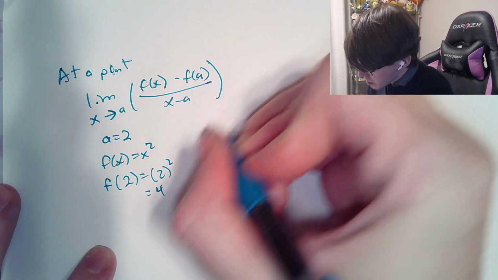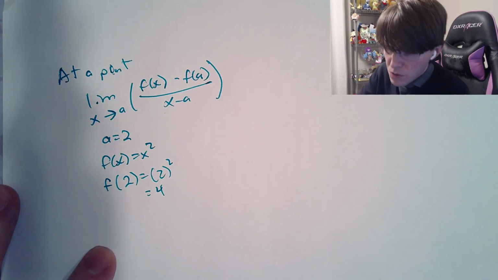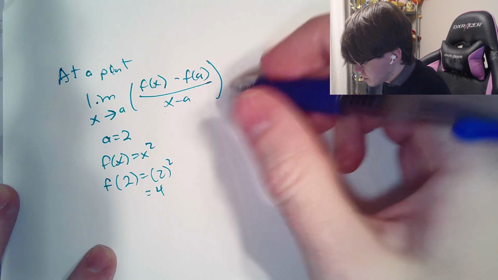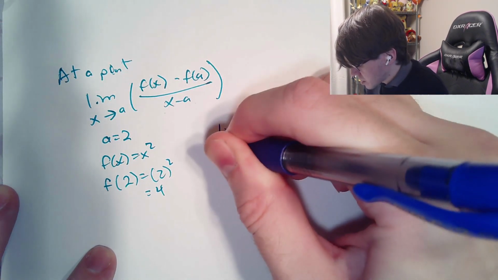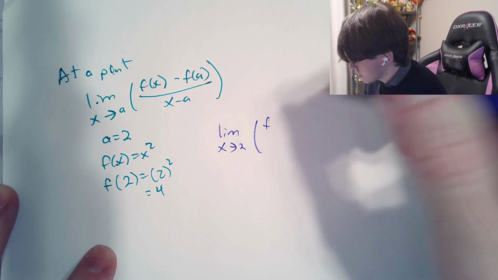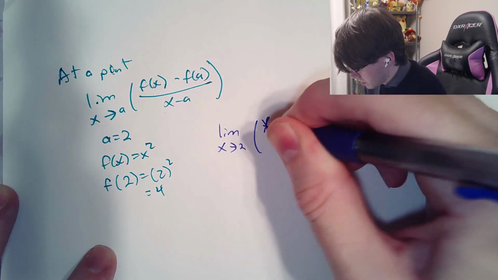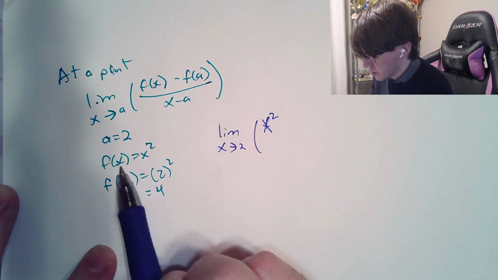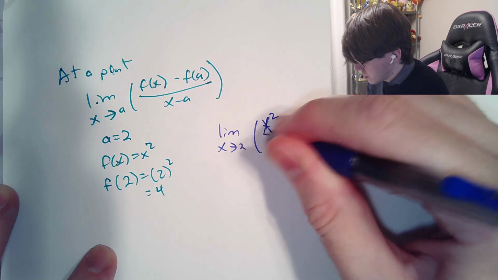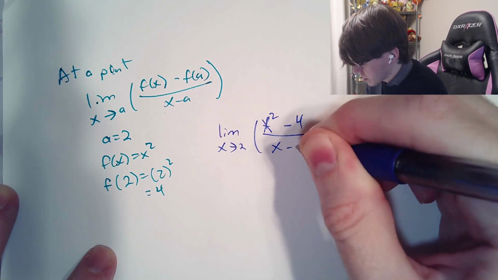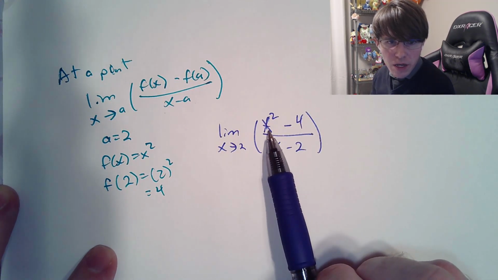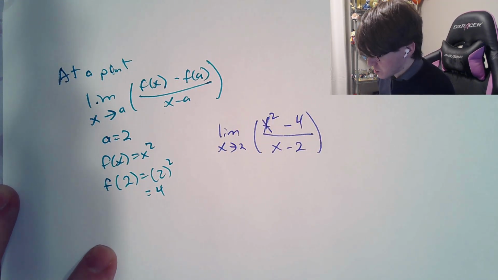So immediately plugging it in for the actual problem, I think I'll just switch colors to a darker blue for the actual question. We're going to be doing the limit as x approaches 2 of f of x, which is x squared. My oh my, f of x is in fact x squared, minus f of a, which we figured out was 4, divided by x minus a, x minus 2. All right, so that's a regular old x. I apologize for my handwriting. That is just an x squared.